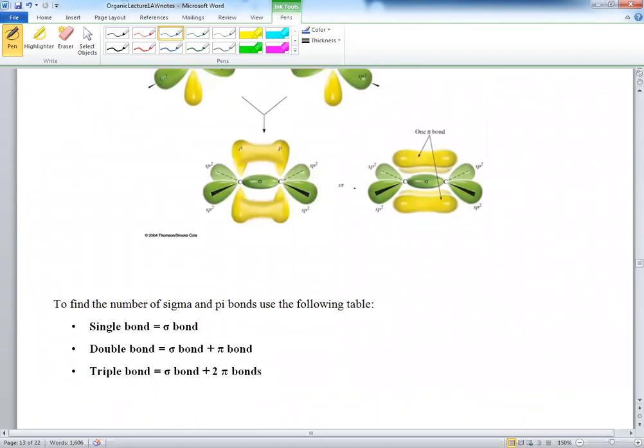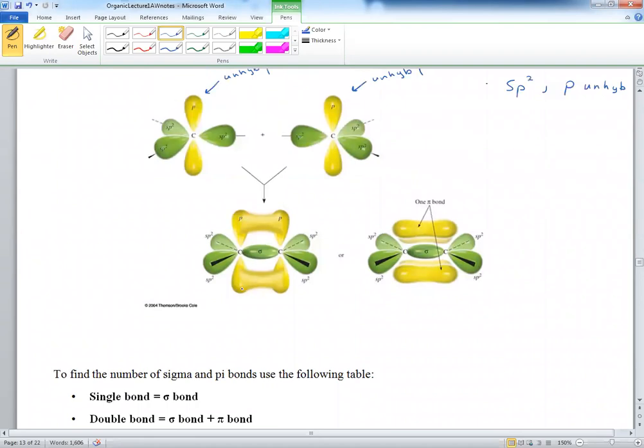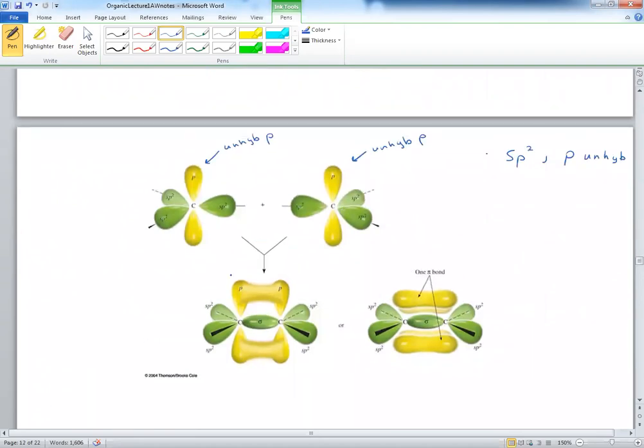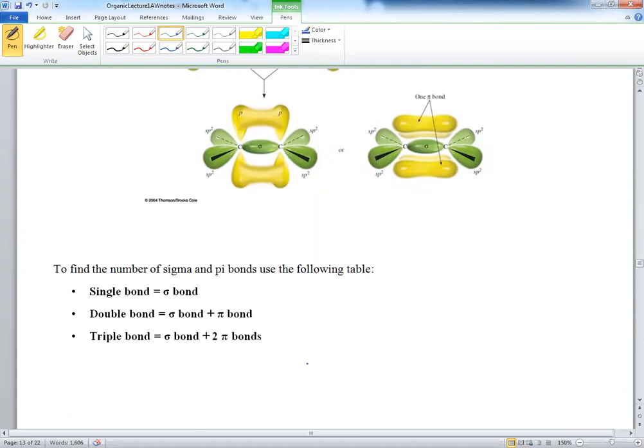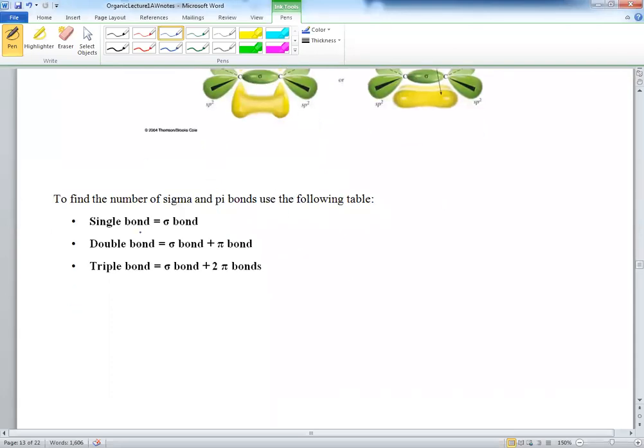Overall, what are we looking for? Well, we're looking for a quick way of determining the number of sigma bonds. However, graphically, we should be able to do it. So we can explain how these drawings can be drawn. But to find the number of sigma bonds and pi bonds, use the following table. If you have a single bond, that's simply a sigma bond. When you have a double bond, now you have a sigma bond and a pi bond. If you have a triple bond, that's a sigma and two pi bonds.